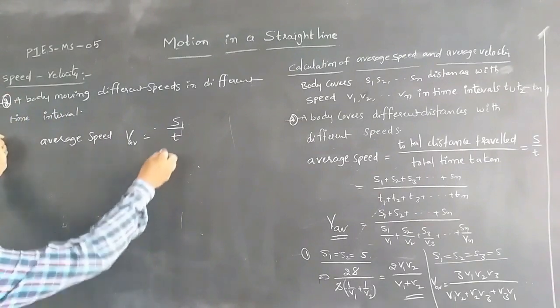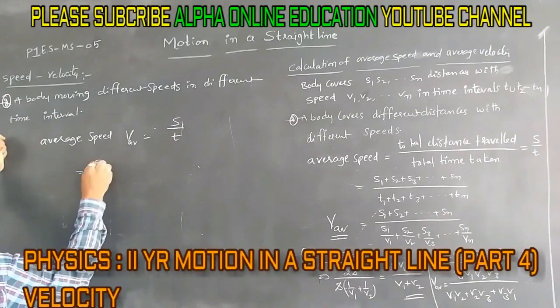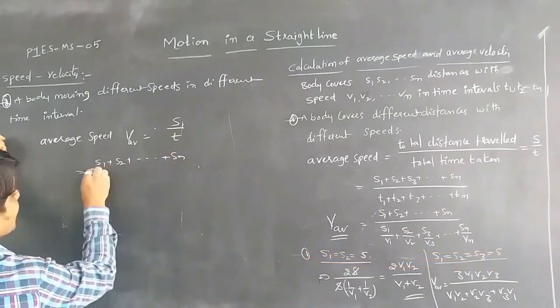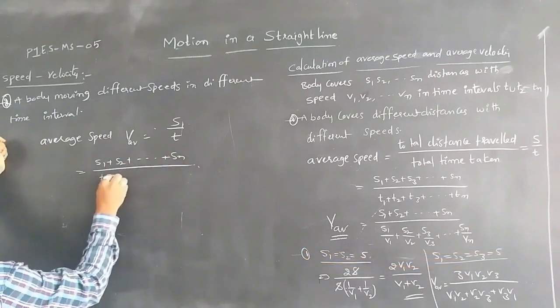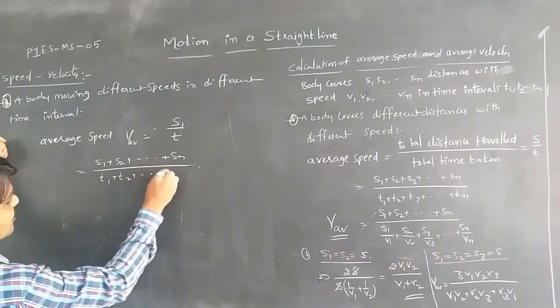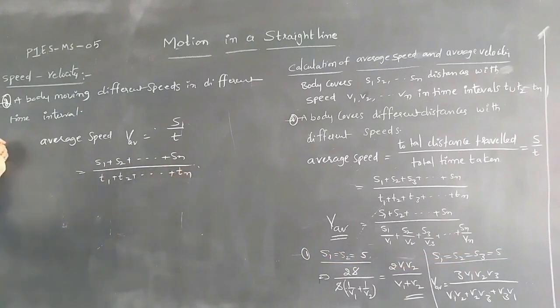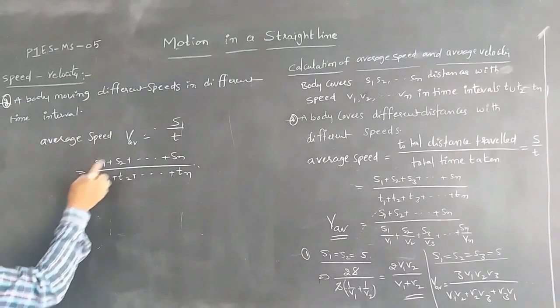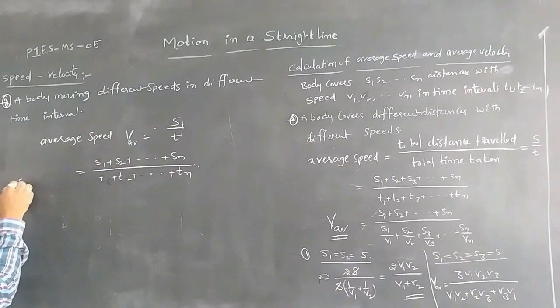In that case we know that the total displacement is S1 plus S2 plus so on up to Sn, and the time intervals are T1 plus T2 plus so on up to Tn. If a body has different speeds in different time intervals, we know from the formula V is equal to S by T, from the relation S is equal to Vt.